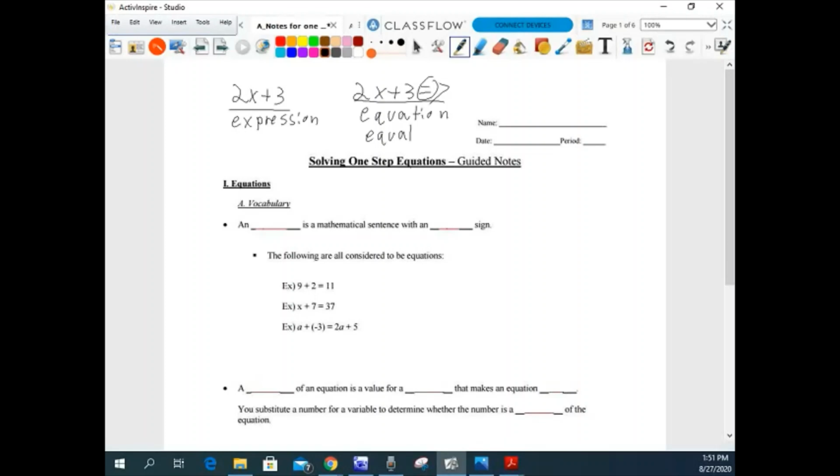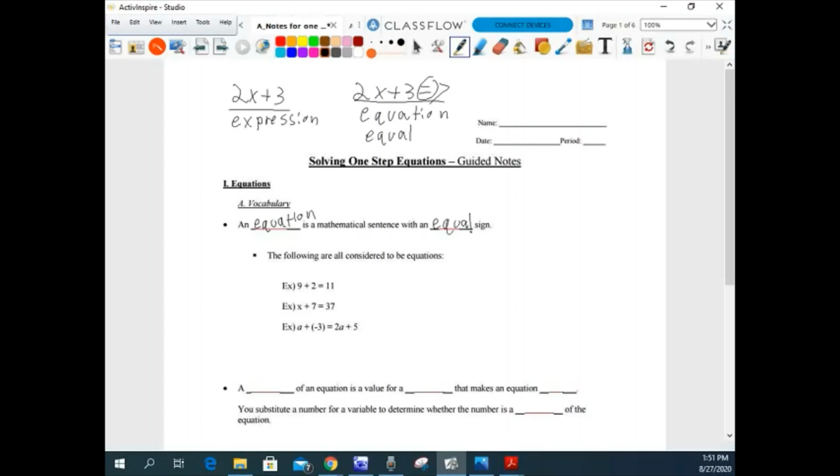So now let's move down to our vocabulary, right? This first term right here, a blank is a mathematical sentence with a blank sign. I just covered it up here. What has an equal sign? An equation is a mathematical sentence with an equal sign. All right? It's that simple.